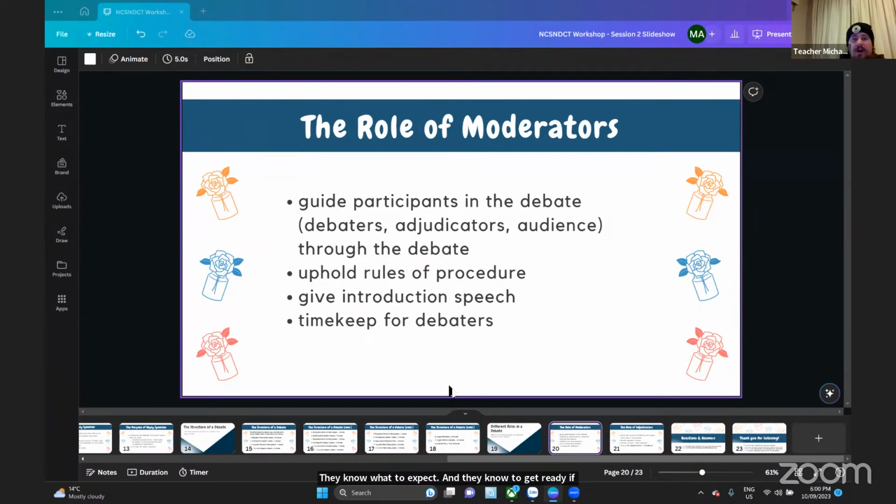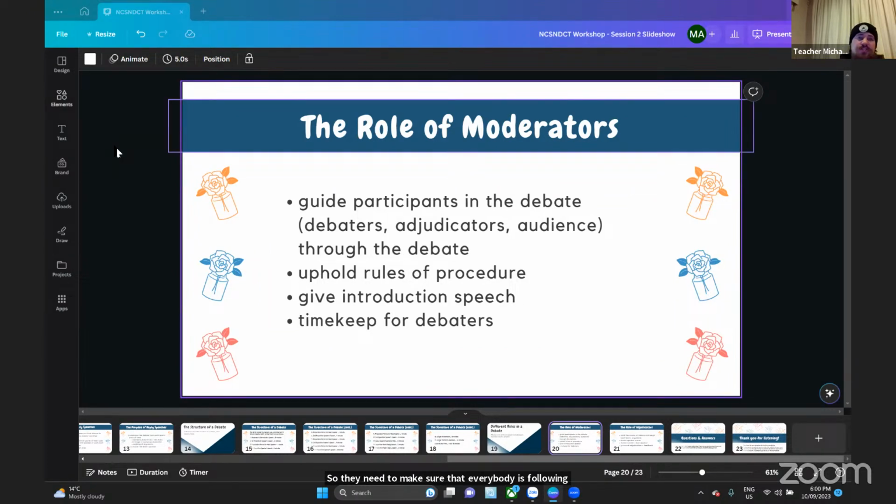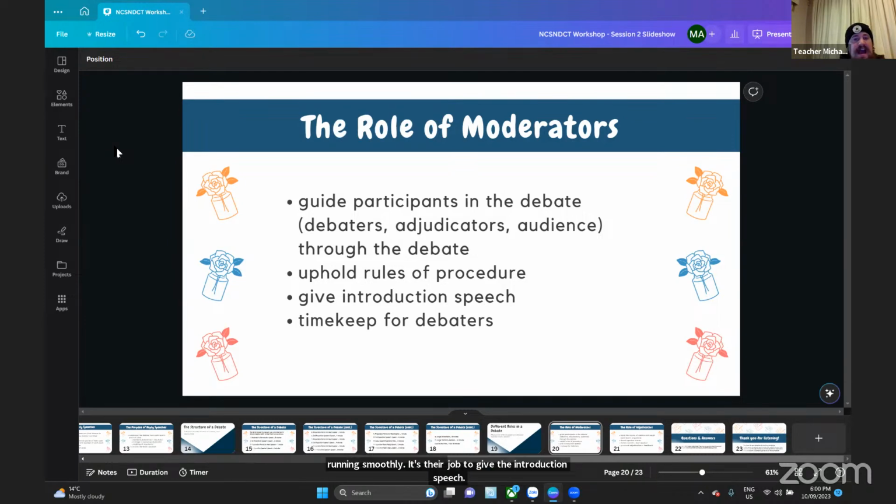They need to uphold the rules of procedure. So they need to make sure that everybody is following the rules. They make sure that the judges are marking fairly, that the debaters are following the rules, and they just generally make sure that the debate is running smoothly. It's their job to give the introduction speech. We talked about that at the beginning. And they also time keep for the speakers.